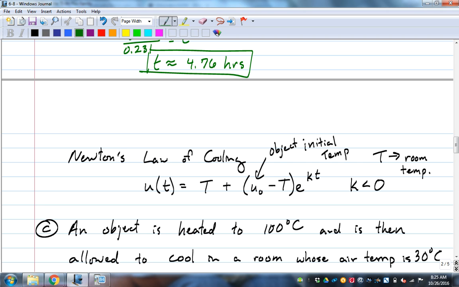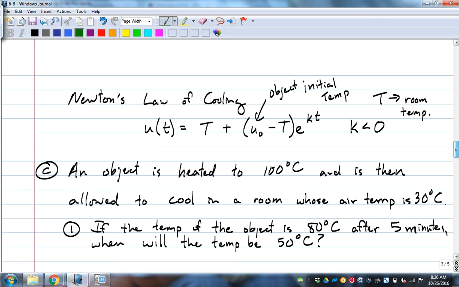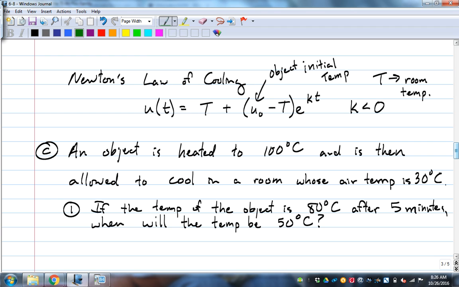It's not quite as morbid as death, but let's say we had an object that's heated to 100 degrees Celsius, which means what's happening to it if it's water? It's boiling. All right, so that's how you can heat something to 100 degrees Celsius: just drop it in boiling water and leave it, because the law of cooling works in reverse too. And then it's allowed to cool in a room whose air temperature is 30 degrees Celsius. If the temperature of the object is 80 degrees after 5 minutes, when will the temperature be 50 degrees?